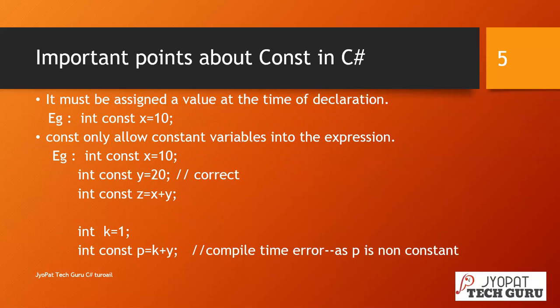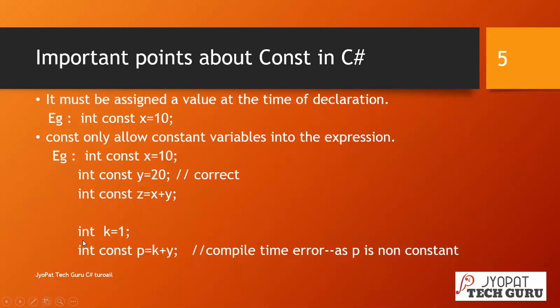Constant only allows constant variables in the expression. Many a times we'll be doing some mathematical operations with respect to constants. In this example, you can observe that we have const x = 10, const y = 20. Now if I want z = x + y, then if z is a constant variable, you can store the mathematical operation related to x and y within the z.